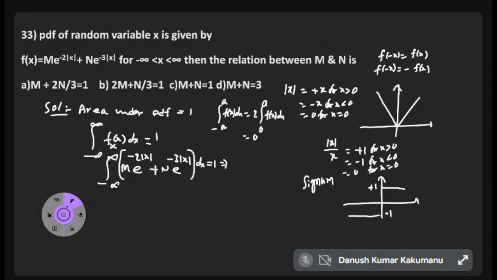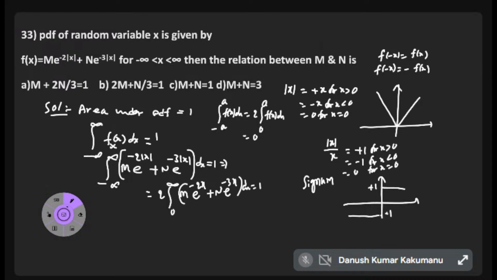Integration should get perfection in integration. Differentiation is easy to get perfection, but integration takes a lot of work. Then how to write this one? 2 integral of 0 to infinity, since it is an even function, m into e power minus 2x, n into e power minus 3x dx is equal to 1.